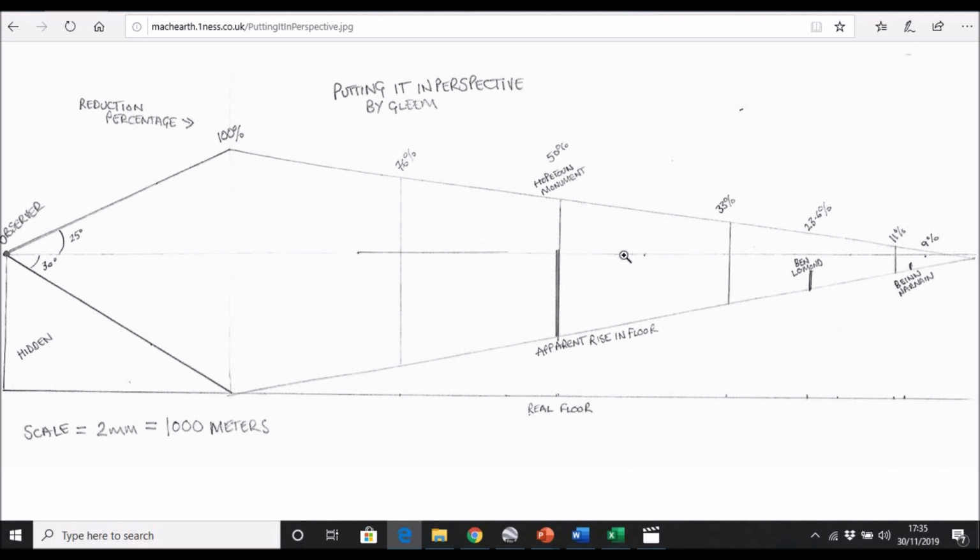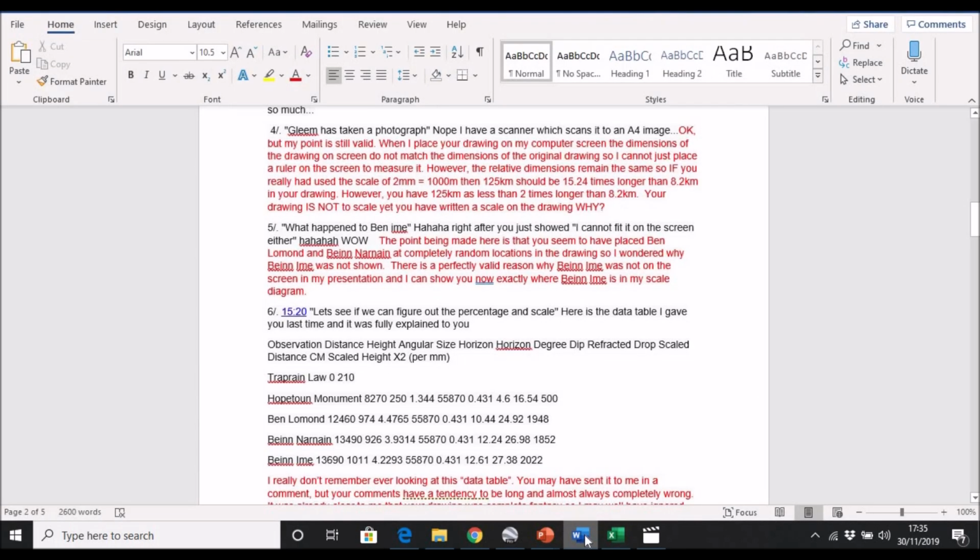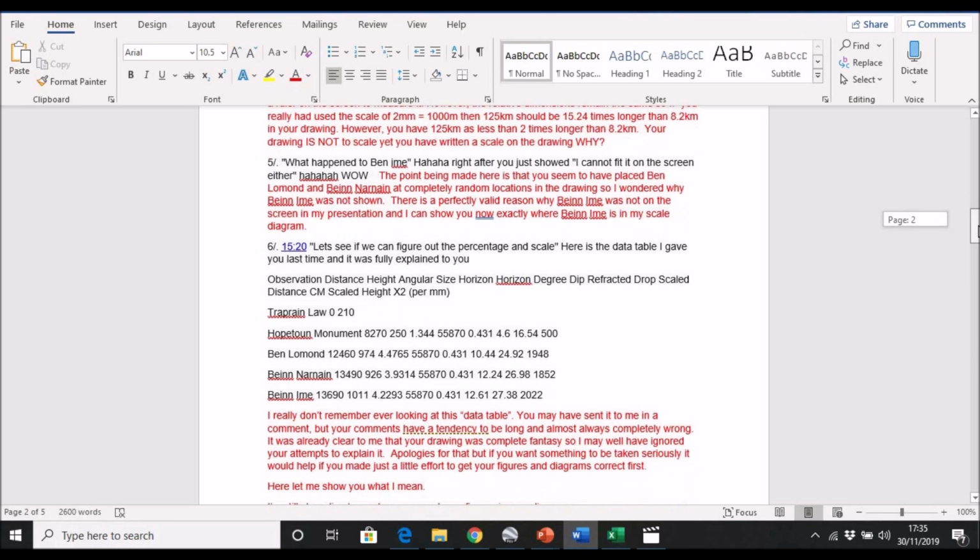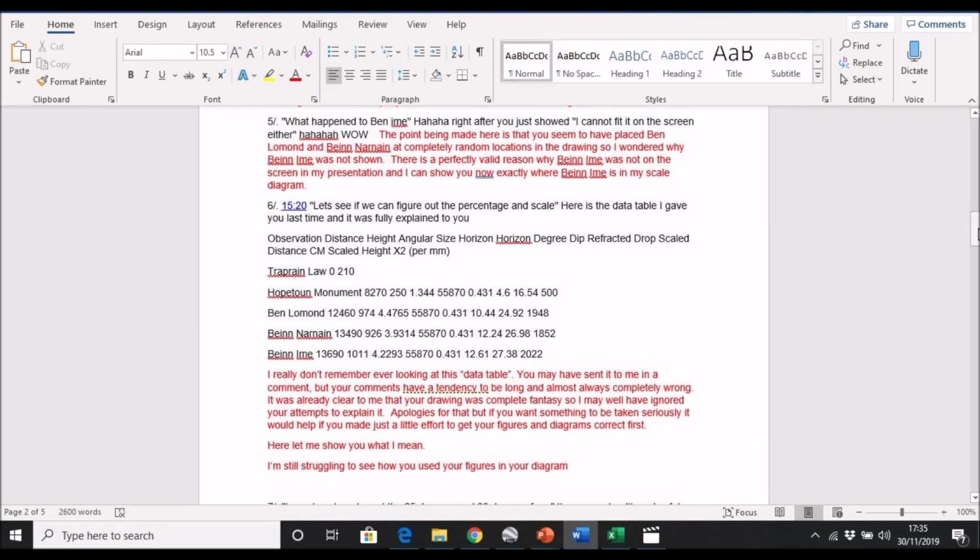more than, it's shown more than halfway. Instead of being right back here somewhere, it's shown more than halfway to the distance to Ben Lomond. It makes no sense. It's just daft. Your drawing is not to scale, yet you have written a scale on the drawing. Why? Why write you've used a scale when you haven't?